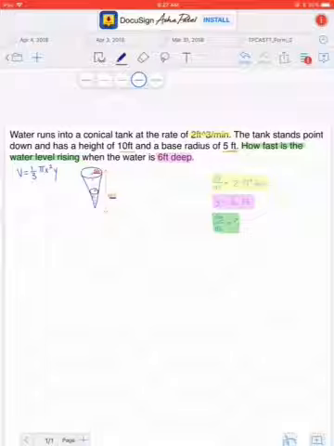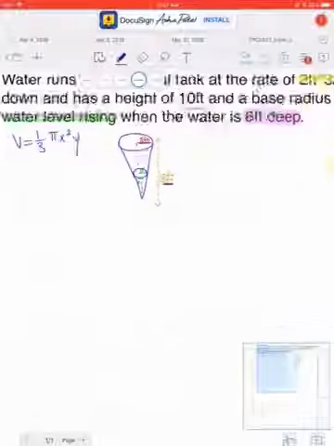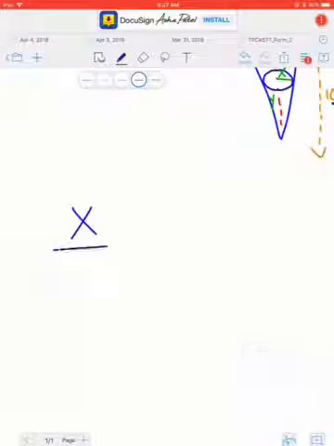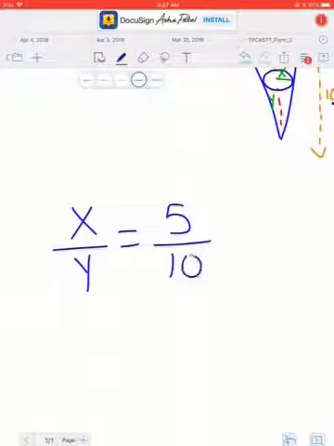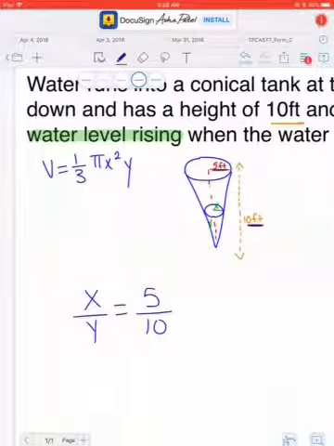Okay, so first we're looking at similar triangles. So you're going to have to set up a proportion. So you're going to do the radius over the height. So the first one will be x over y equals 5 over 10. So if you look at the volume equation, since there is an x in the problem, you're going to want to solve for x so you can substitute it into the equation.